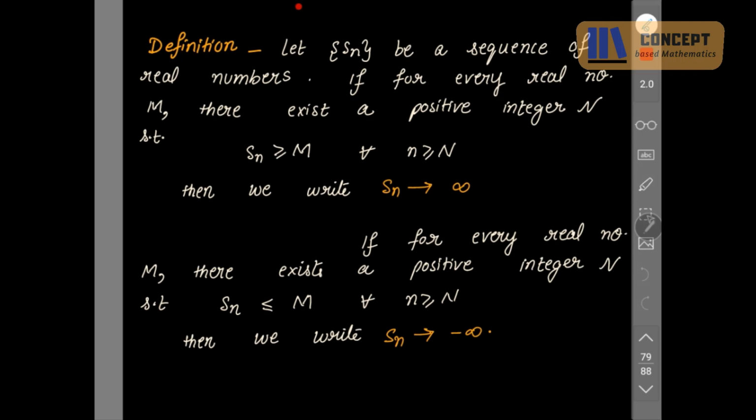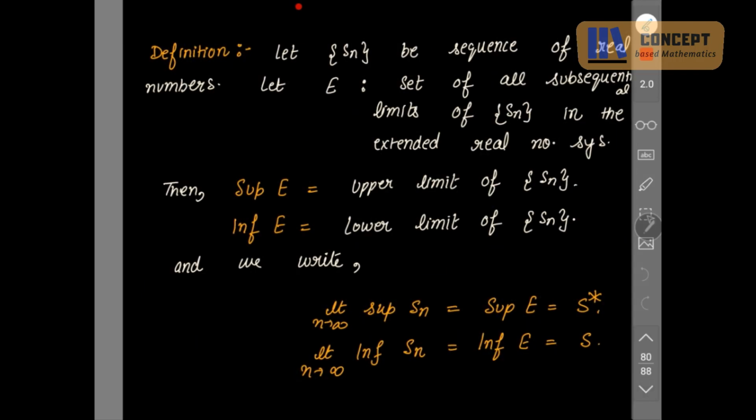So if Sn is greater than or equal to m, then it is tending to plus infinity, because all the elements are greater than that real number m. And if Sn is less than or equal to m, we are saying that this sequence is tending to minus infinity, for all n greater than or equal to the positive integer N.